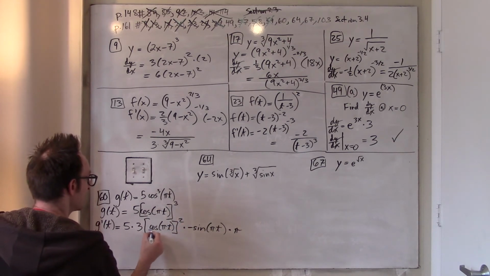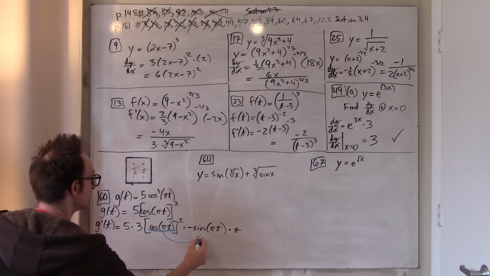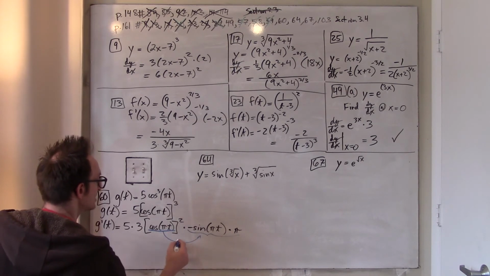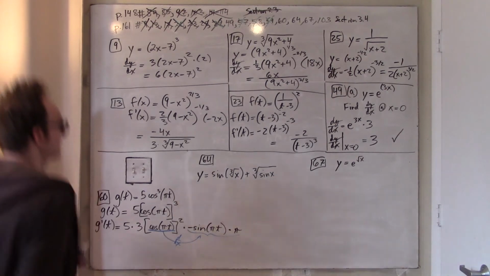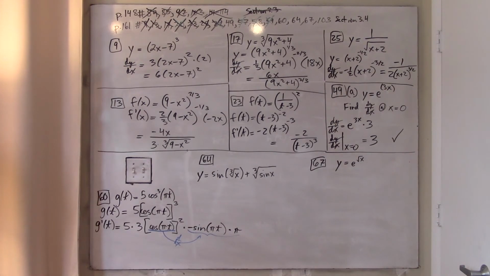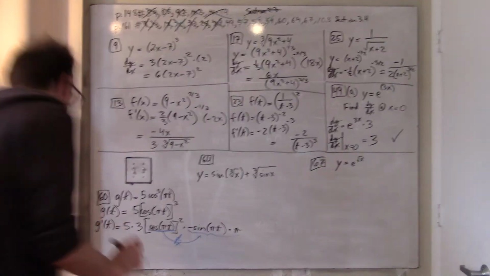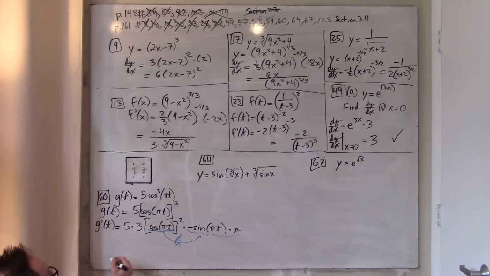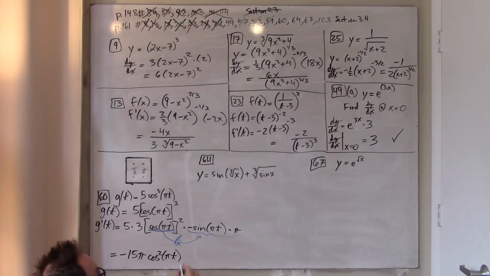And then you just have to say, okay, now I need to differentiate cosine pi t. How do I differentiate cosine pi t? Oh, that is also going to require the chain rule. Then you just do the chain rule there. Okay, so my final answer to this problem is negative 15 pi cosine squared pi t sine pi t.